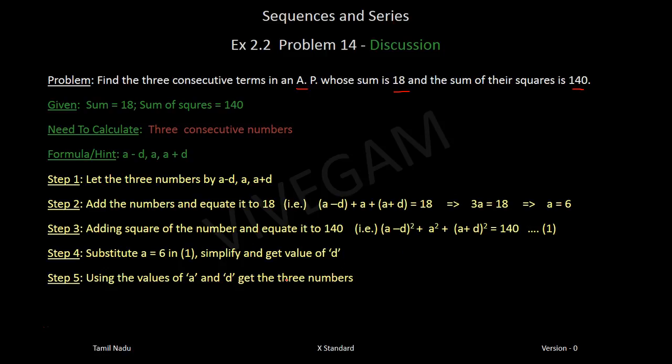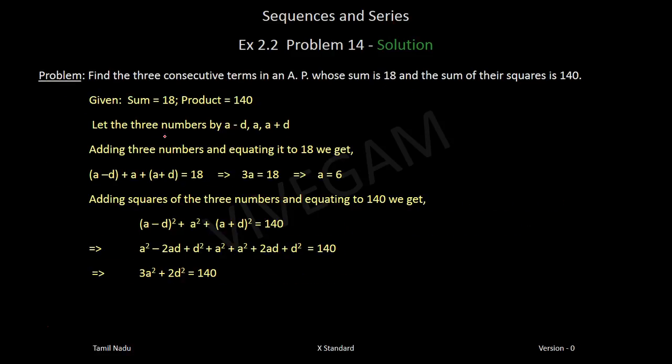Once you get the value of d, it is easy to get the three numbers, because they are a minus d, a and a plus d. Pause the video here and try to work this problem on your own. After working, come back and check your working against our solution.